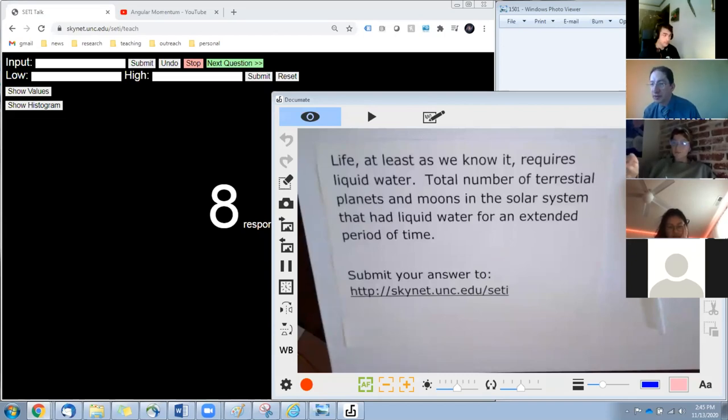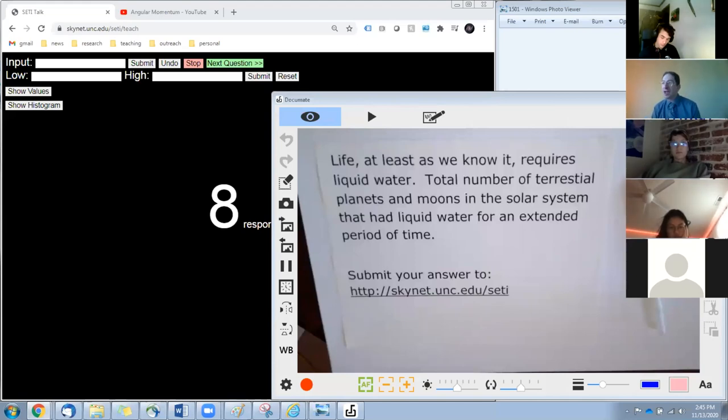Life, at least as we know it, requires liquid water. We also talked about the possibility of liquid methane, but let's just focus on liquid water. We said life is carbon-based, but you need a fluid medium for the carbon to come together and form complicated structures. And for us, that fluid medium was water.